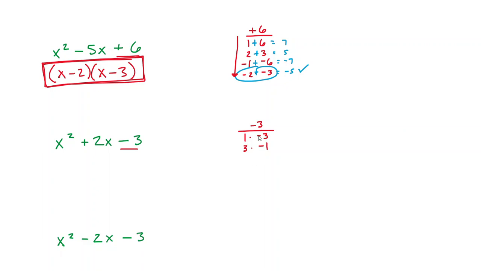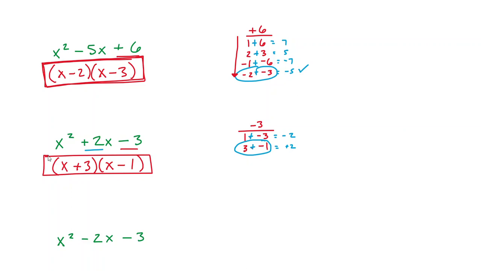So we don't have to write a second pair of all the negative versions because I've got that already. 1 times negative 3, 3 times negative 1. I'm going to add them together. 1 plus negative 3 is negative 2. 3 plus negative 1 is positive 2. And I was looking for a positive 2 because my middle number is plus 2x. So I found it. x plus 3, x plus negative 1, or x minus 1. And there we have it.